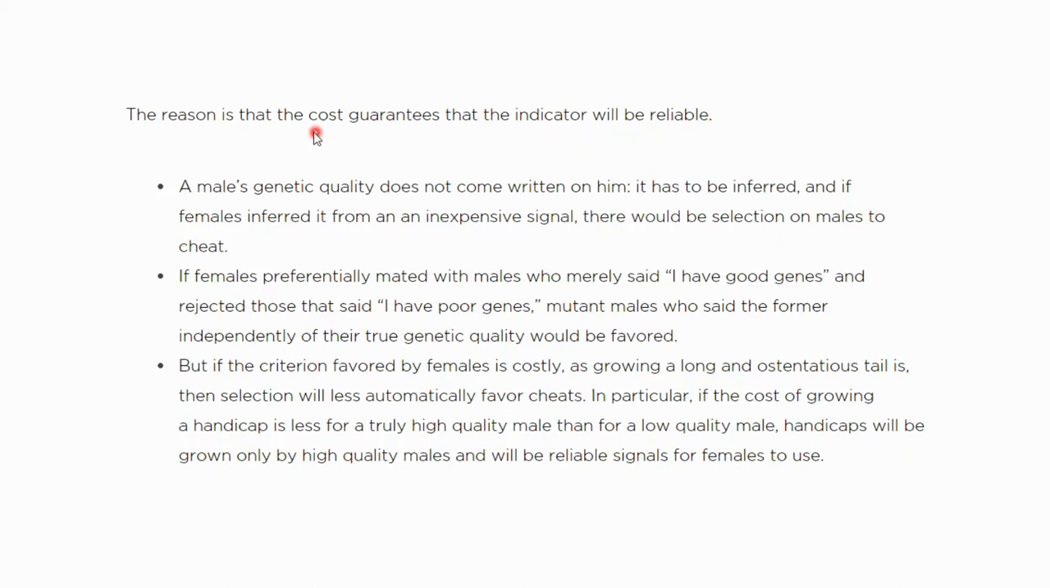So the reason is that the cost guarantees that the indicator will be reliable. And this is the magic. So consider a scenario, I'm using the pen for annotation. Consider this scenario, this is scenario one. In this scenario, let's consider, which is not the case, a female. This is a female, and the female is choosy.